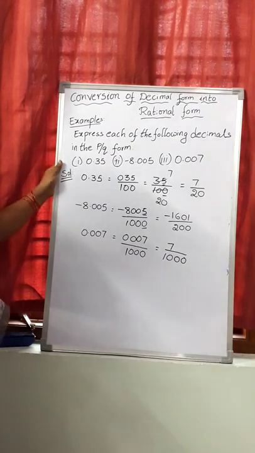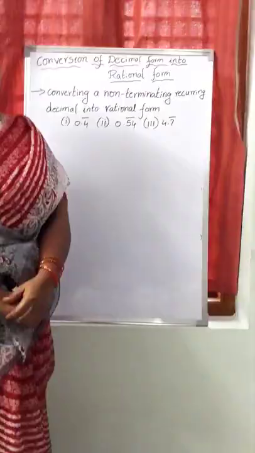Okay, understand? Now, how to convert a non-terminating recurring decimal into the rational form? Let us see.